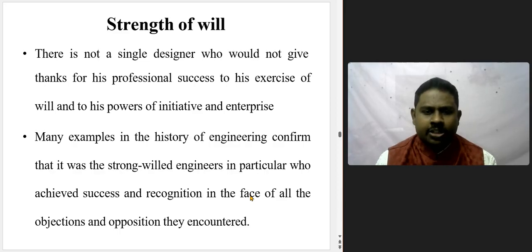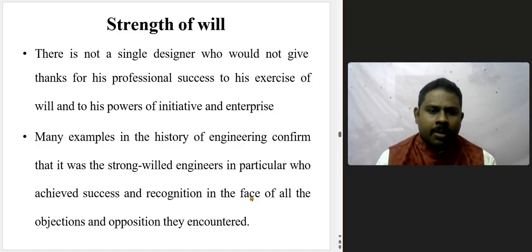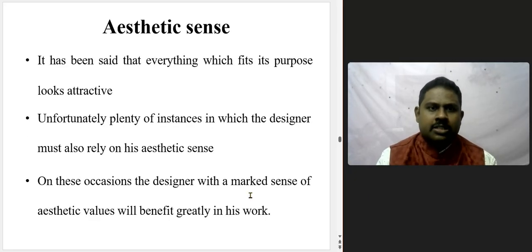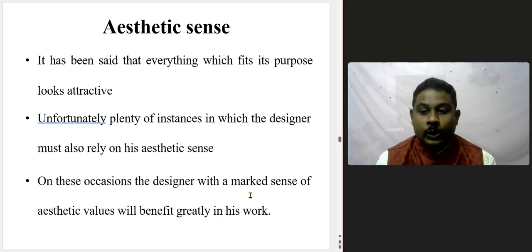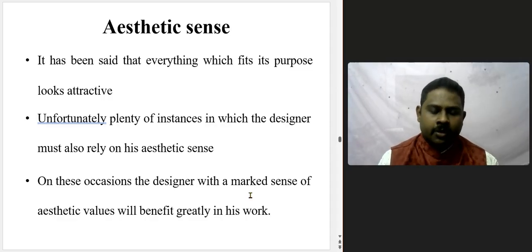in our design and it should be good. So our will is very important. Then only we can face the different problems and we can identify the best solutions. Aesthetic sense, how it looks, the product whichever you have done, it should look very attractive. At that time only the customer can grab it very easily. So that is very important.